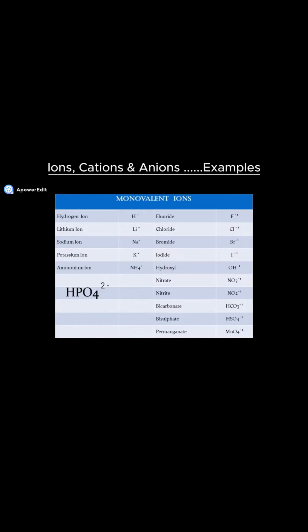Now another one, NH4, ammonium. NH4 plus ammonium. Okay? NH3 is ammonia, NH4 plus ammonium. Now tell me, is this a cation or an anion? Cation. Which cation? Monovalent, divalent, trivalent? Monovalent. Correct.